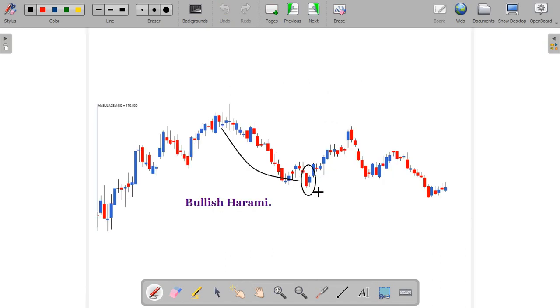You can see here, this is the bullish harami. Full body and wicks. This is candle number 1, this is candle number 2, and this full body is in the first candle. So this is your harami pattern.